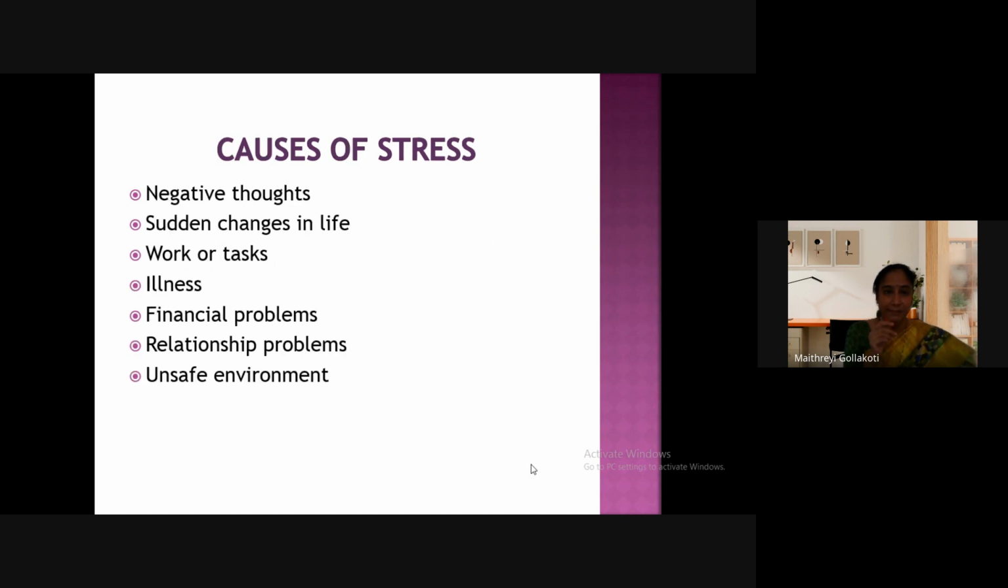Okay, next slide. Causes of stress. Now, what causes stress? As I told you, unpredictability of life. That's the main reason, but there are other reasons also. Let us see what they are. The first one is negative thoughts.